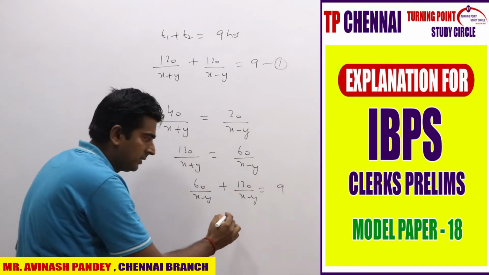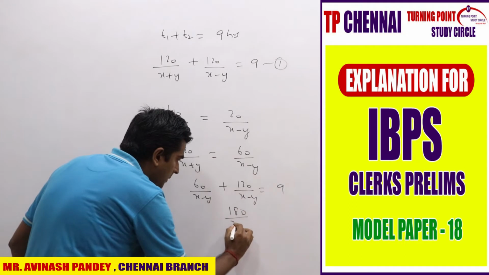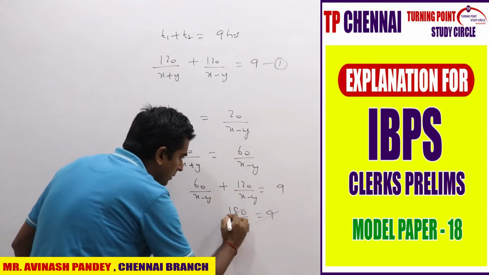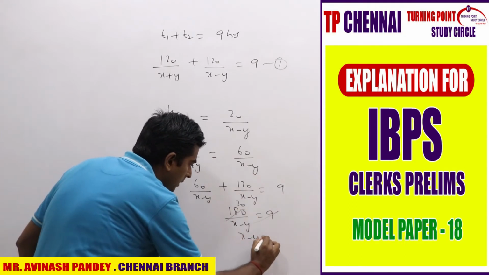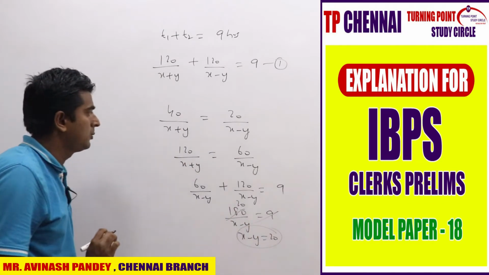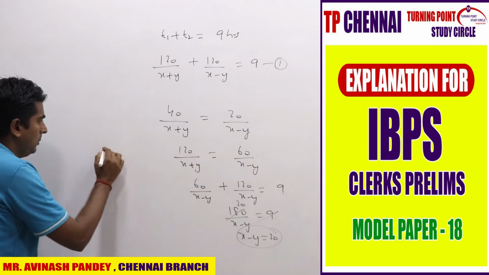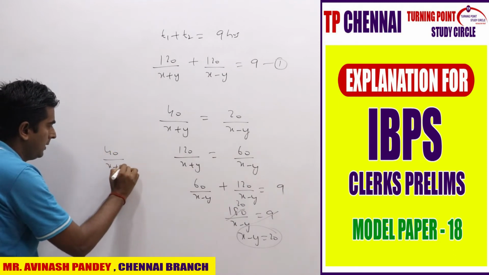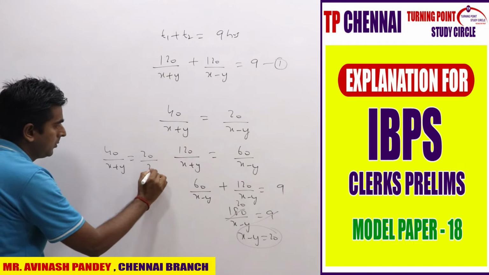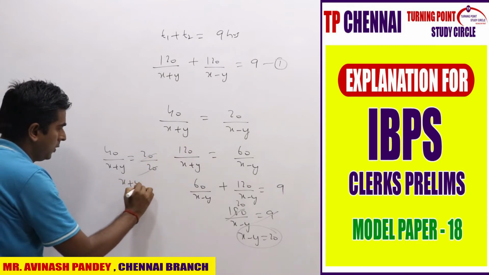9 hours. Denominator is common, so 180 divided by x minus y is equal to 9. So x minus y is equal to 20. Now if you substitute here or here, you will be getting x plus y. So 40 divided by x plus y is equal to 20 divided by 20. So x plus y is equal to how much?